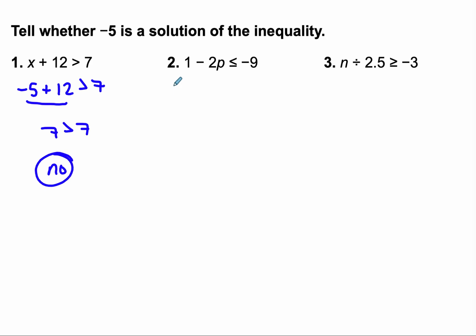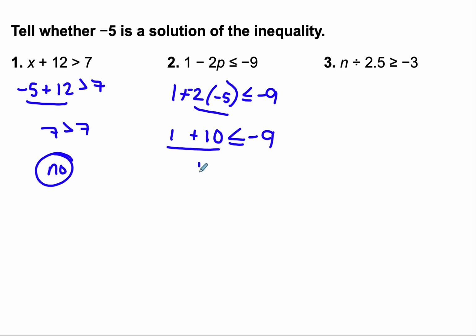All right, let's try number 2. 1 minus 2 times negative 5 is less than or equal to negative 9. I'm going to go ahead and do a boom, boom on my minus sign there. Now I'm going to use order of operations, so we multiply first. Negative 2 times negative 5 is a positive 10. So now I have 1 plus 10 is less than or equal to negative 9. 1 plus 10 is 11. 11 is less than or equal to negative 9. Nope, that's not true.